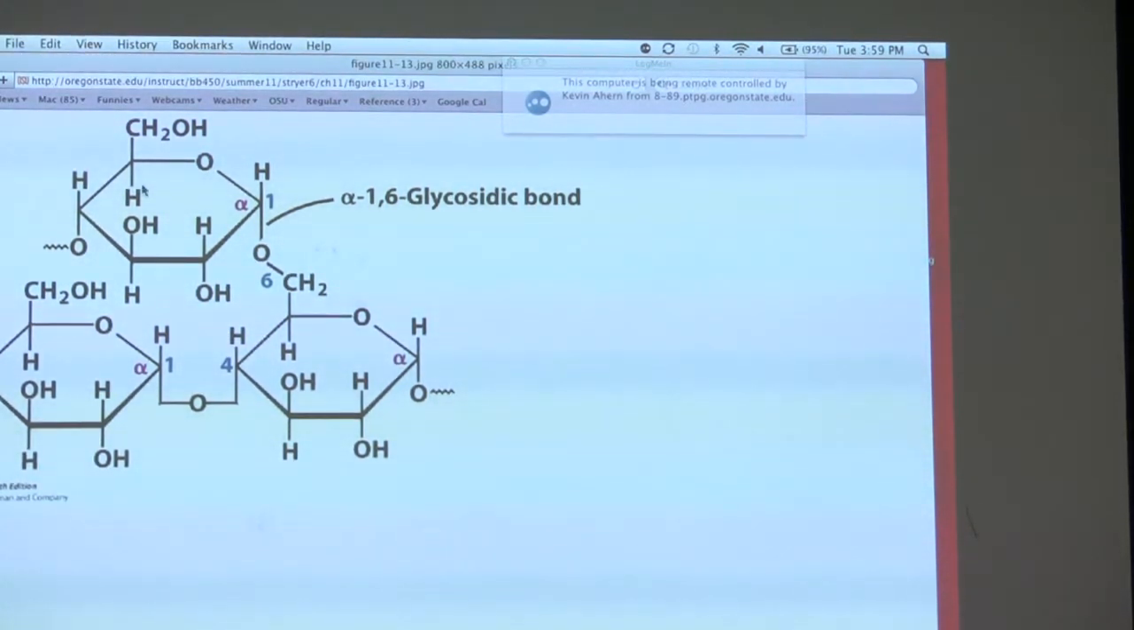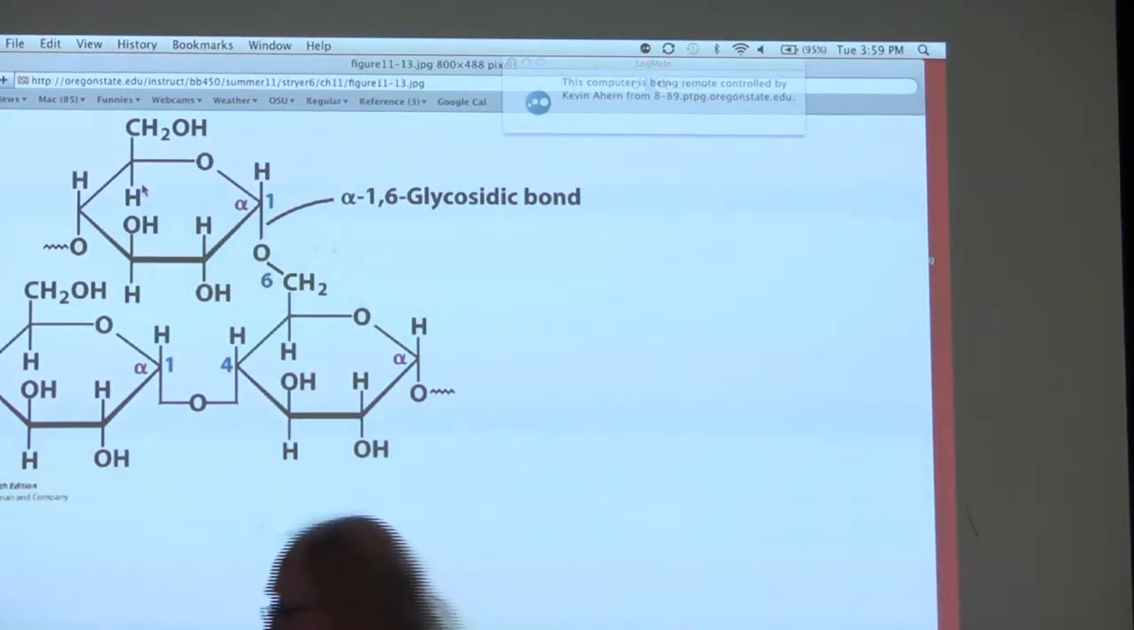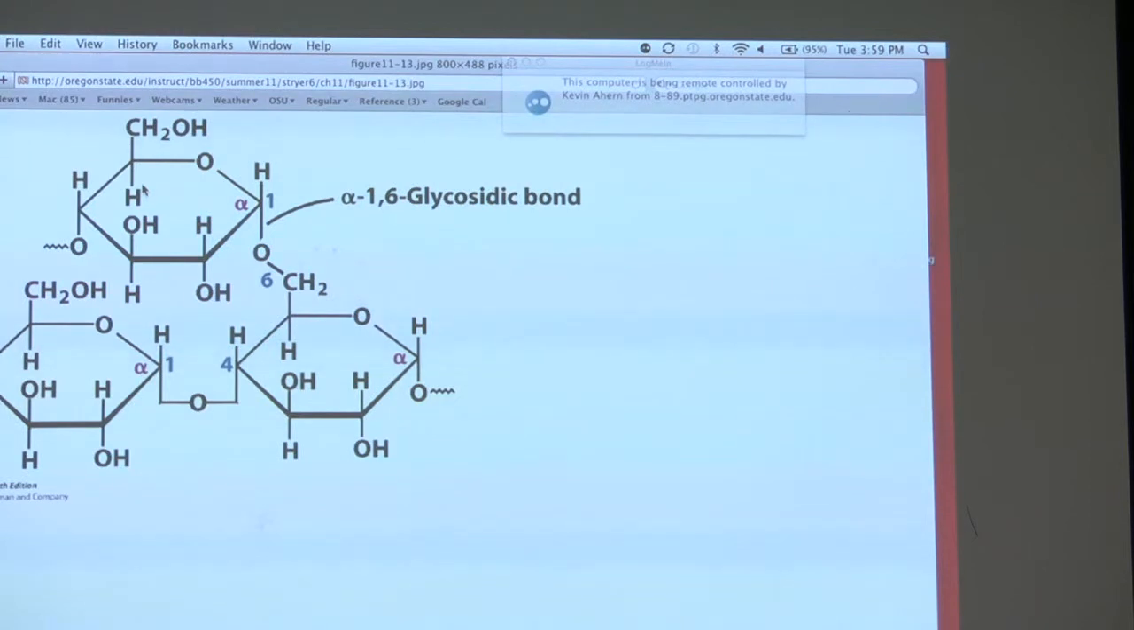So we only see the 1,6 at the point of the branch. Branching gives glycogen some very, very important characteristics for animals. One of the reasons that I already talked about how hemoglobin was essential for us being an animal. Another thing that we'll see is that the structure of glycogen also is very important for us to be an animal because it provides us with very quick energy.